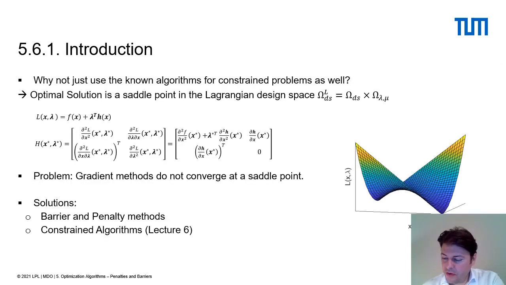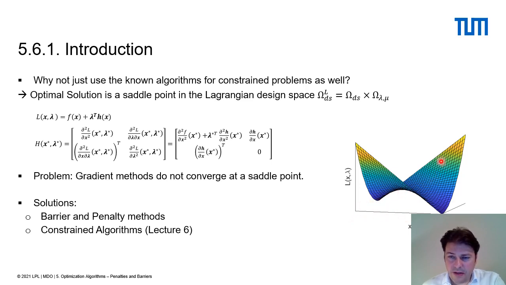You could try to run a numerical optimization algorithm on the Lagrangian function in order to solve a constraint optimization problem. But you would find out that it doesn't work if you just did it like this. And the reason for that is that Lagrangian functions have a saddle point at optima of the constraint optimization problem. Well, this is a saddle point in the x lambda space.